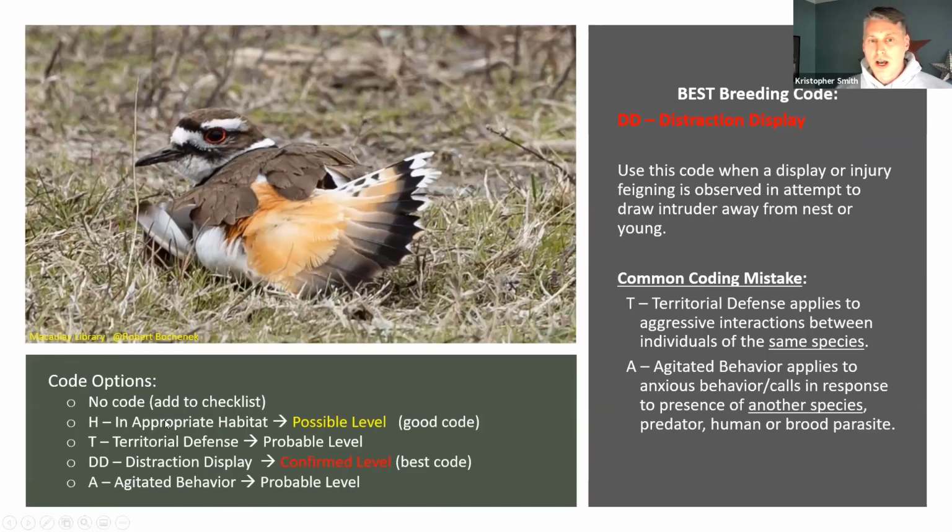So use this code when a display of injury is observed in an attempt to draw an intruder away from the nest or the young. So a killdeer flopping around in a circle is a distraction display.